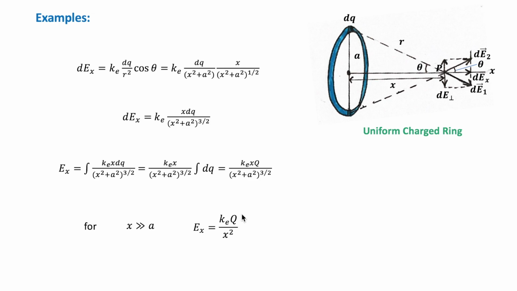And so if the distance from the ring is much larger than the radius, so it's really far from the ring, then Ex is equal to keq over x squared. And this is, as in the case for the rod, at a large distance the ring acts like a point charge, okay?